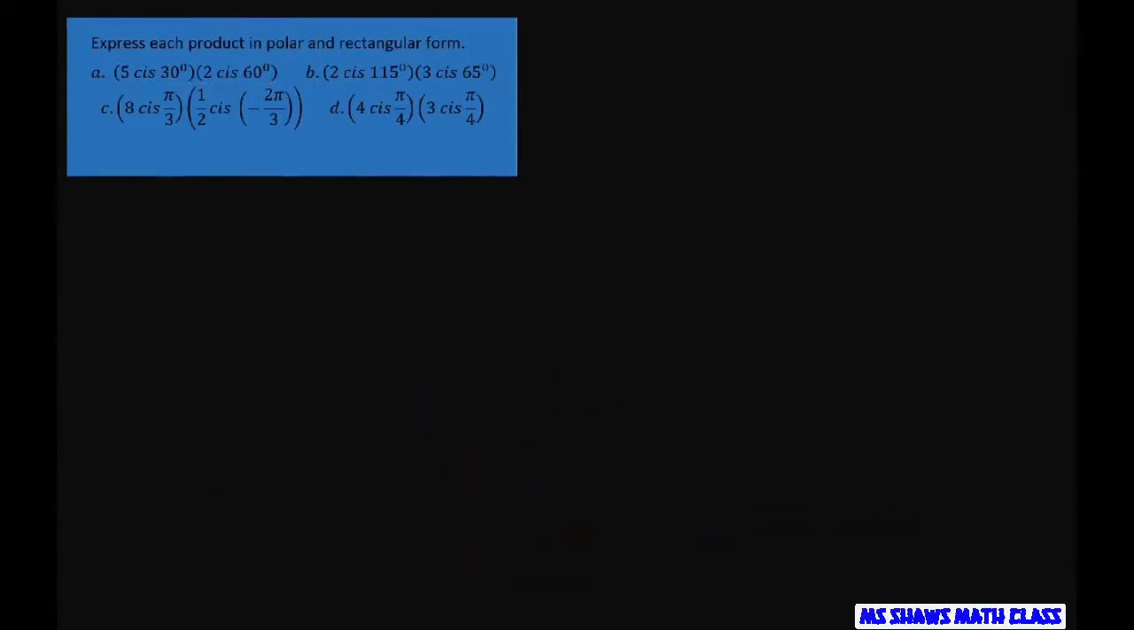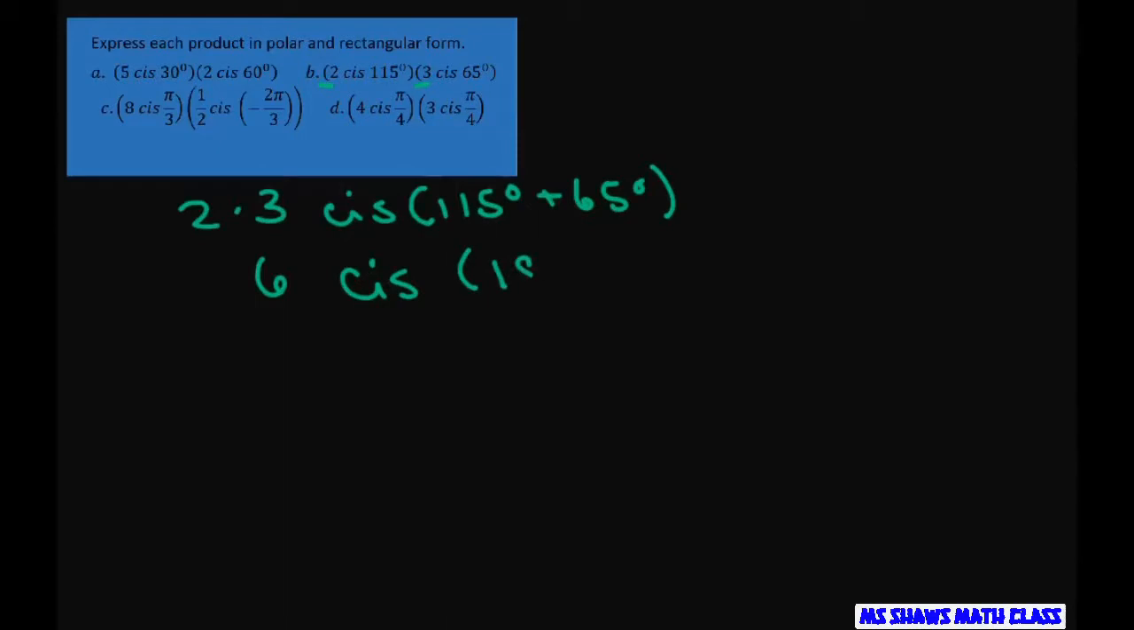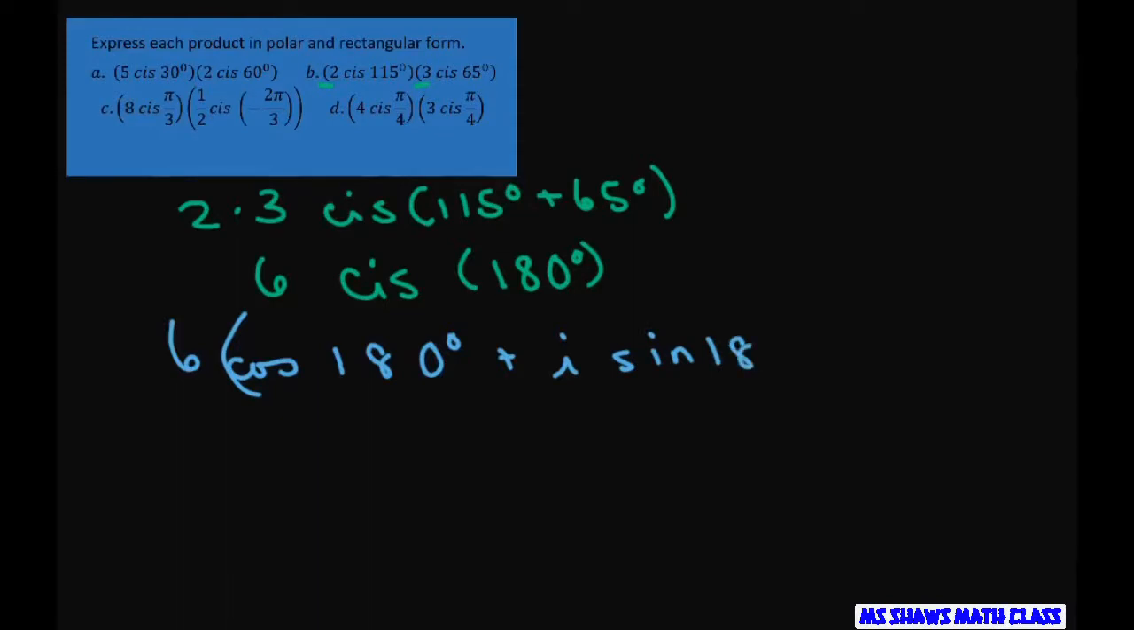Alright, and the next ones you should be able to do. So we're just going to multiply those two. 2 times 3, cis of 115 degrees plus 65 degrees. So this is going to end up being 6 cis of 180 degrees. So expanding, you get 6 cosine of 180 plus I sine of 180 degrees.